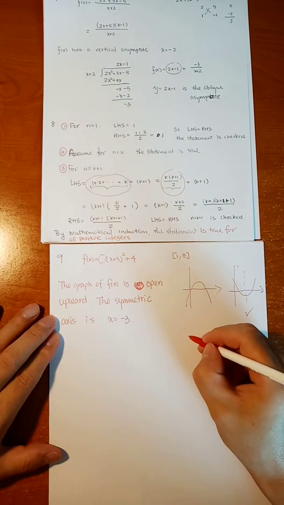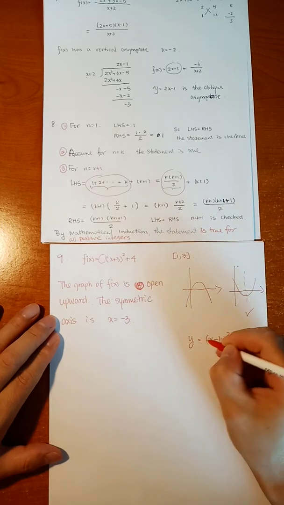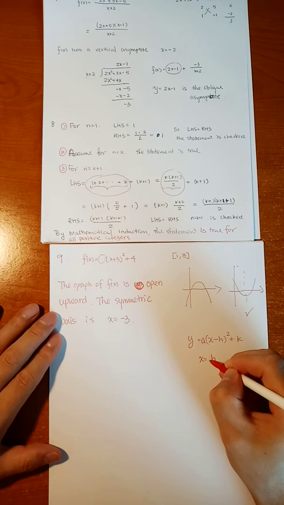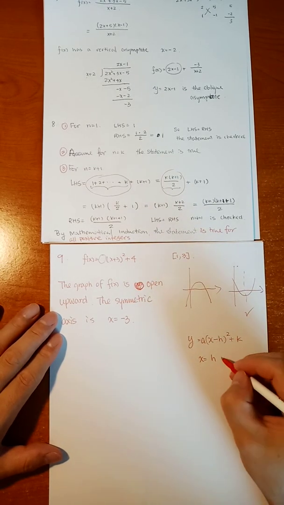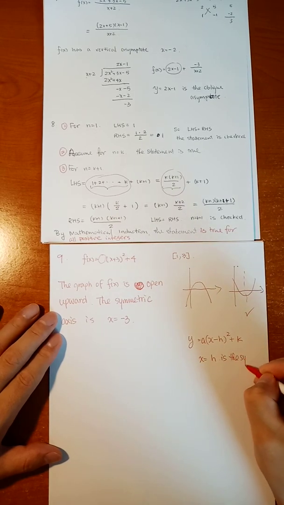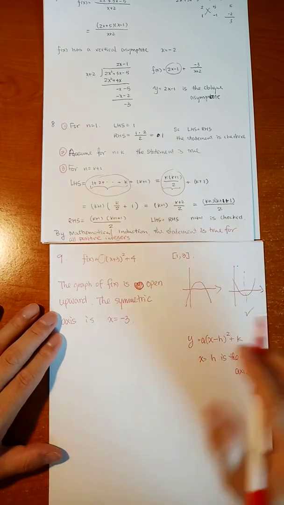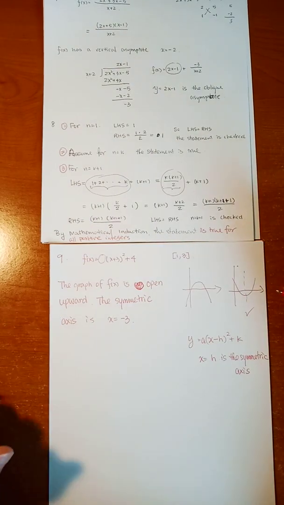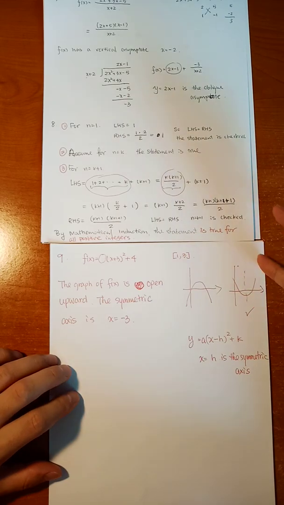So when you have y equal to a(x minus h)² plus k, then the symmetric axis is x equal to h. But be careful, here subtraction is always subtraction. So here, this is x plus 3, it's x minus -3. The symmetric axis is x equal to -3. So on the left side it is decreasing, right side it is increasing.